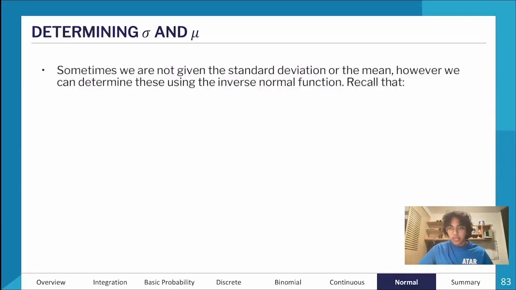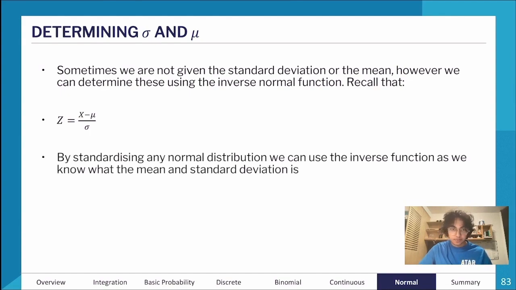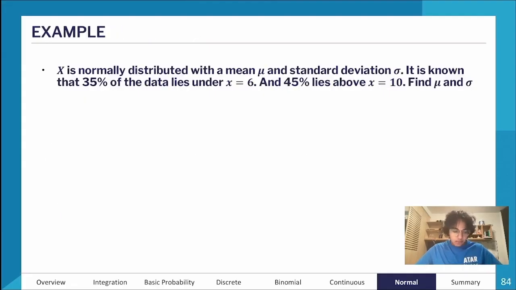And in some cases, we're not given the standard deviation or the mean. However, we can determine these using a normal inverse function, right? Or inverse normal. So we've got from earlier, z is equal to x minus mu over sigma. And so what we can do is standardize a function. So that means, even though it's some different normal distribution, we can bring it back to the standard normal distribution using this equation here, right? Which is Z ~ N(0,1).